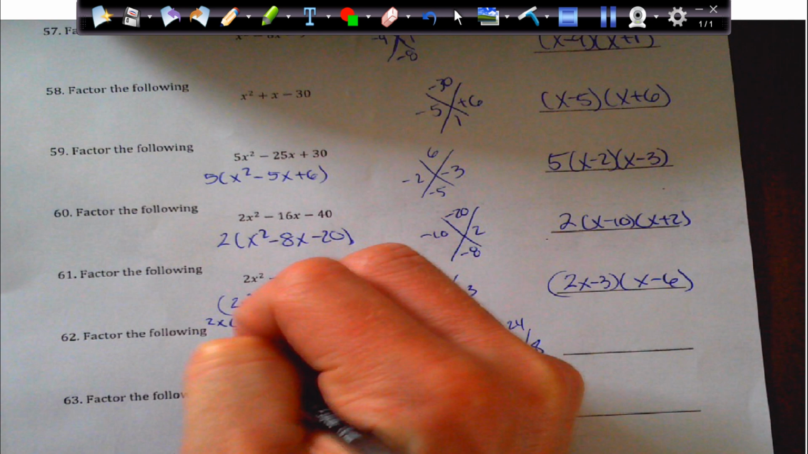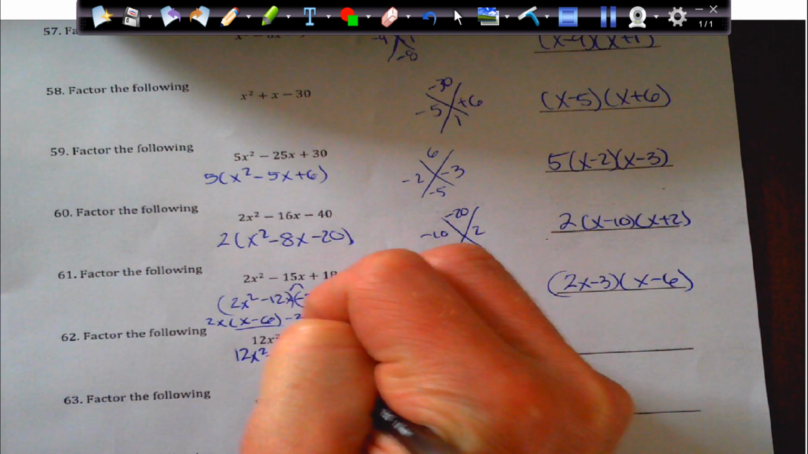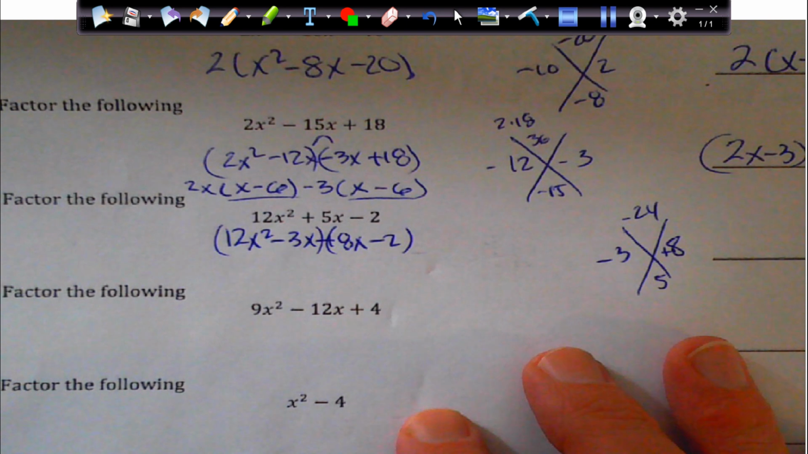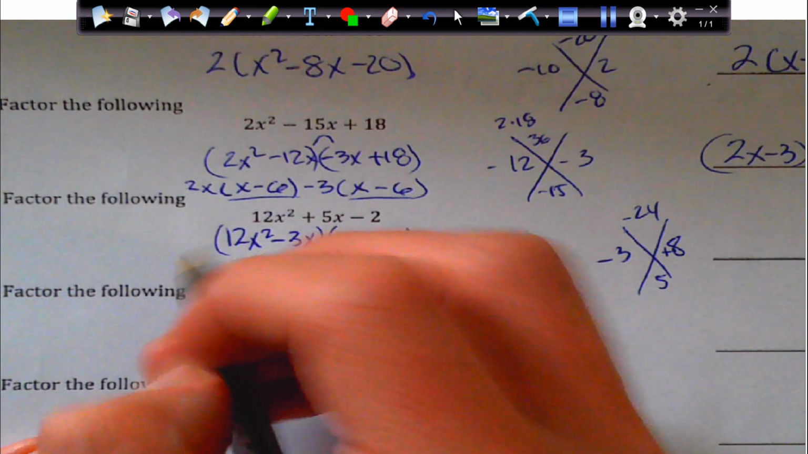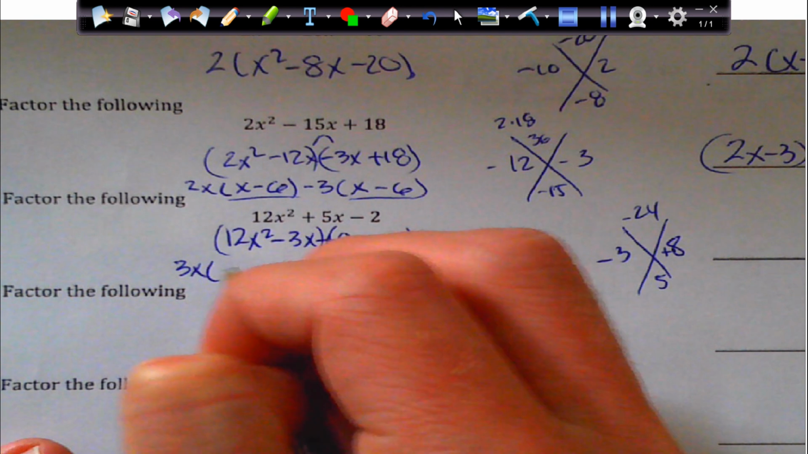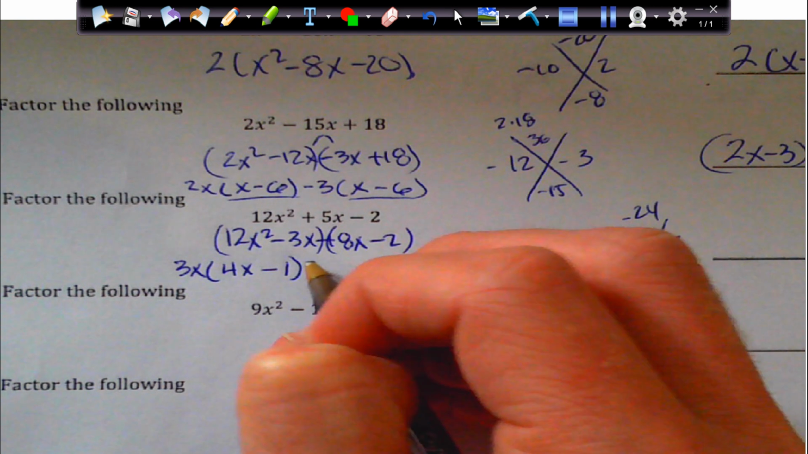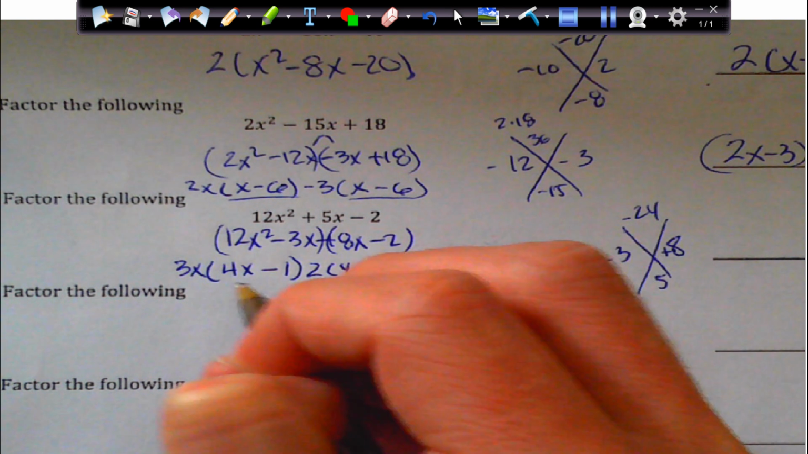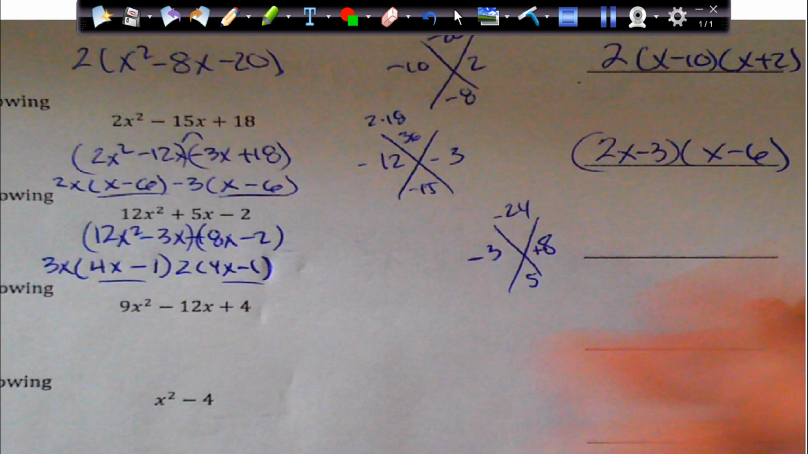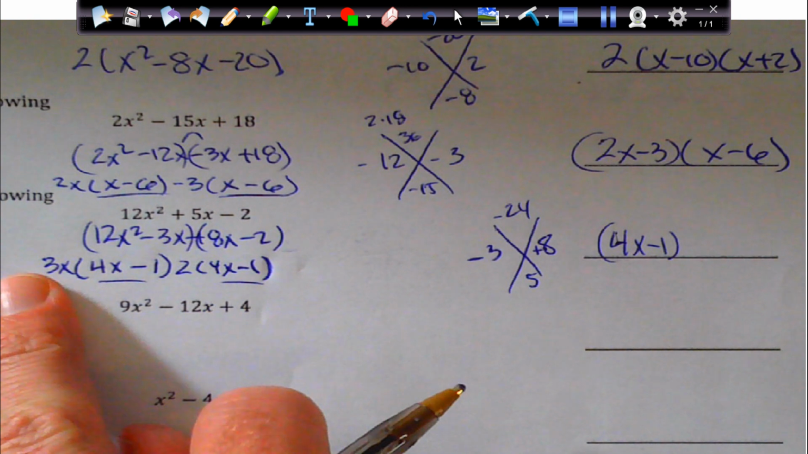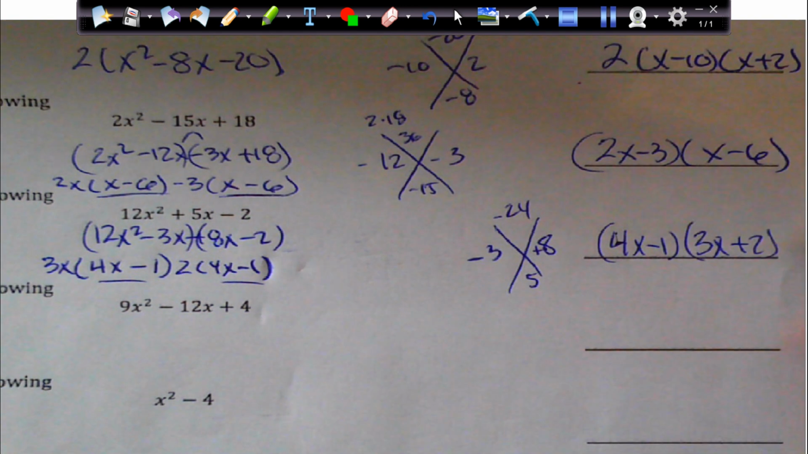So we get 12x squared minus 3x plus 8x minus 2, and factor by grouping. I know it gets a little small, I should maybe zoom in a little bit. Okay, so I can factor out a 3x, which gives me 4x minus 1. And here I can factor out a 2, which gives me 4x minus 1. Again, those look the same, which is good. And that means my answer has the 4x minus 1 and the leftover is a 3x plus 2. Alright, next one. Last of these that are a little longer.